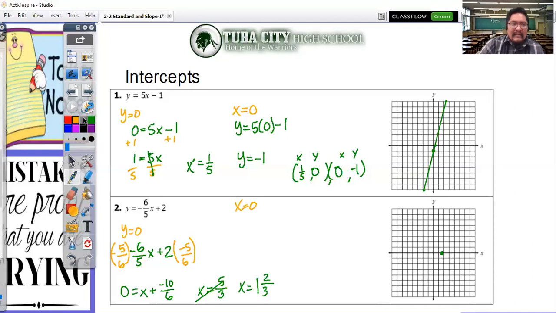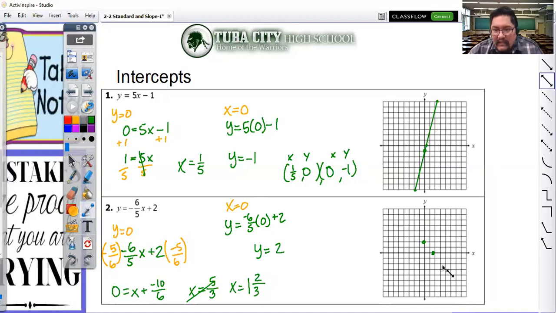Okay, now we need to have x equals 0. So y equals 6 over 5 times 0, which doesn't really matter, because if I multiply anything by 0, it's just going to be 0. So y equals 2. So mark out 2, and then just use a ruler if you can find something that will go through both of those points. Nice and easy, and I was able to get it in one shot without having to go back. That just goes to show how awesome I am.